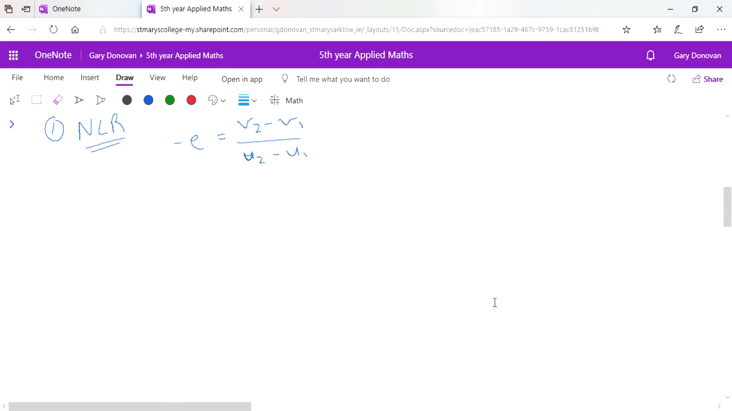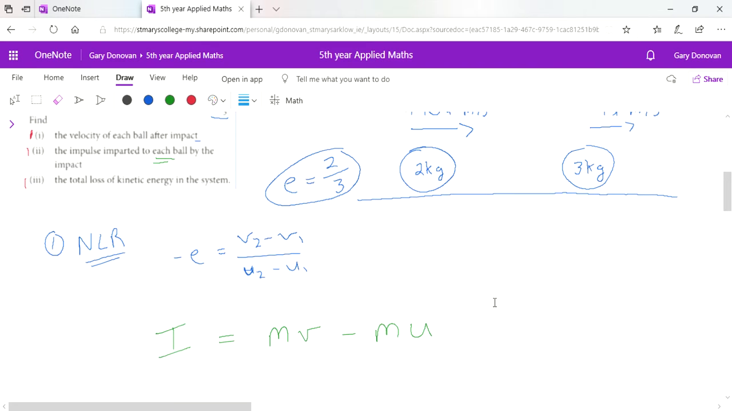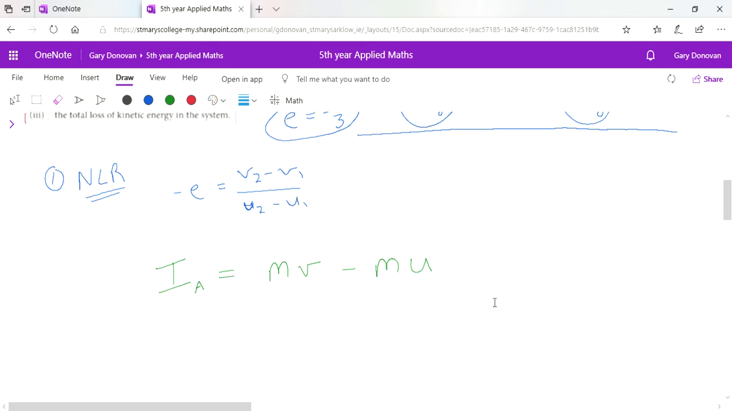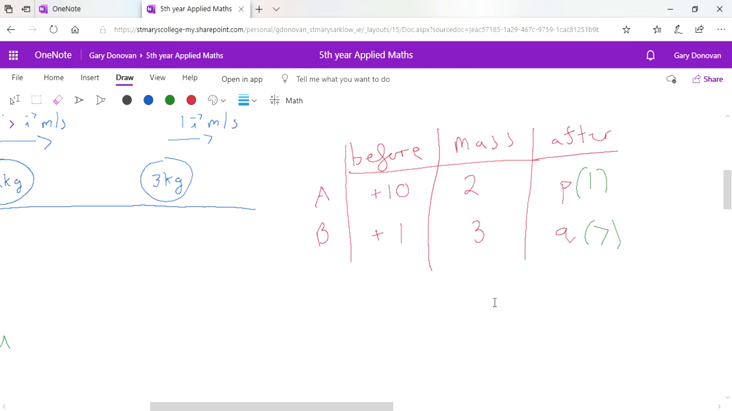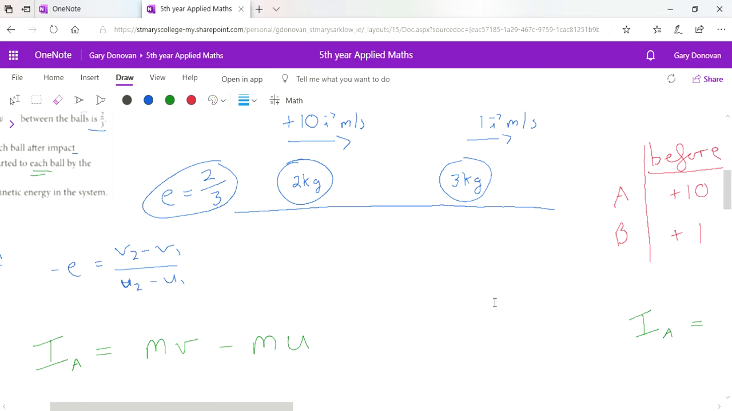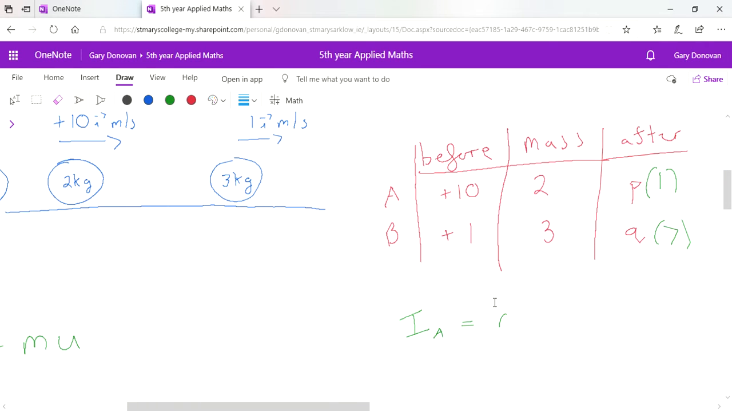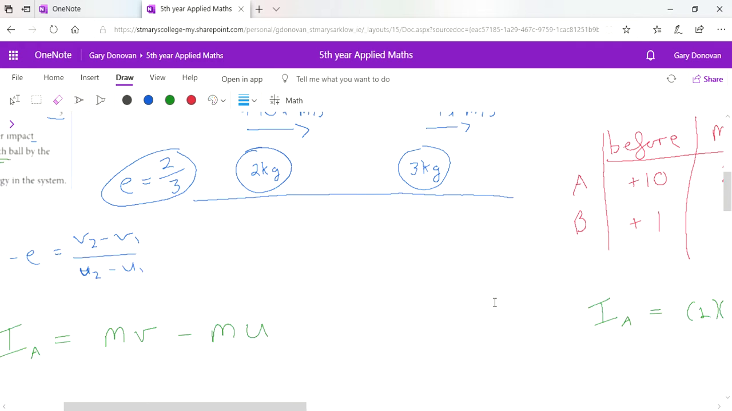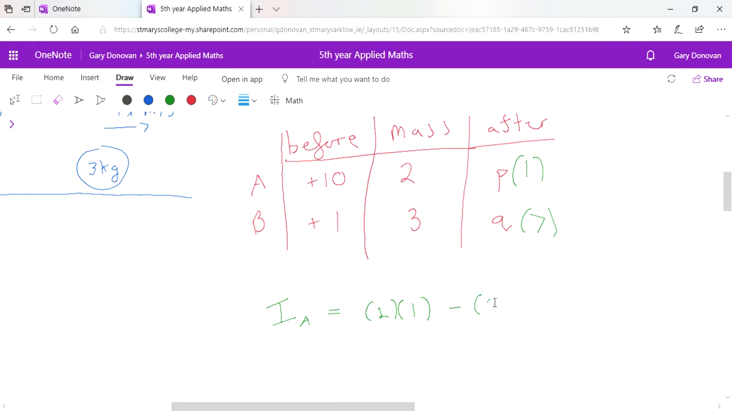So you might remember from the last video the equation for impulse is mv minus mu. And we have to do this for each ball. So let's do it for ball A first. Impulse for A is going to be the mass of A, which is 2, times its final velocity, which is 1, take away the mass of A multiplied by its initial velocity, which is 10. Now that's going to be 2 minus 20, which is minus 18.